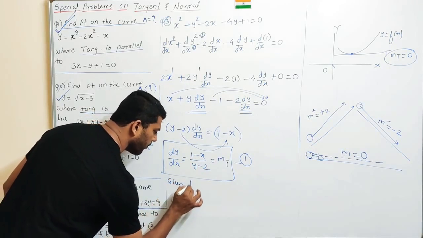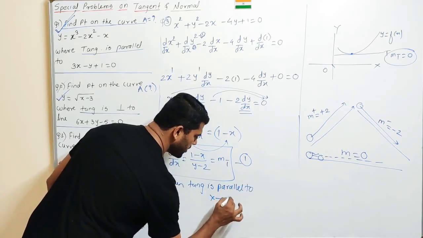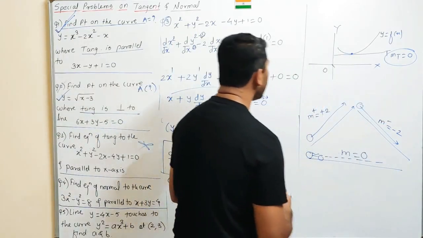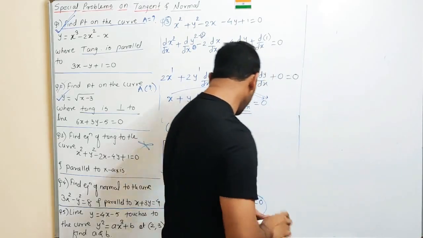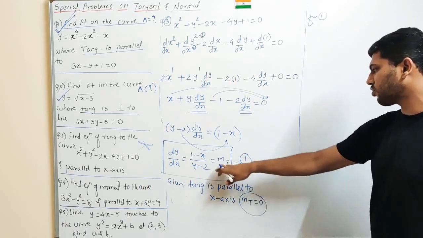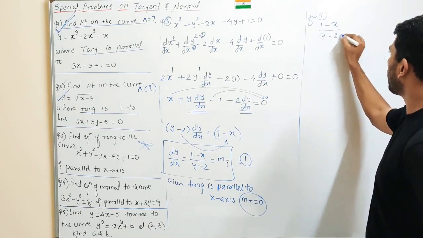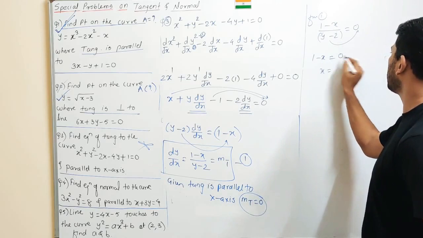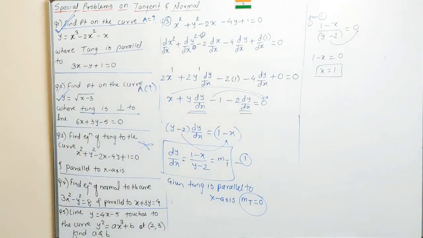So please write down: the given tangent is parallel to the x-axis. Therefore, the slope of the tangent becomes 0. So please substitute over here: the slope of tangent in this case is 0. Substitute and simplify. I hope you got this concept. So from equation 1, I am substituting the slope of tangent equal to 0. Ultimately its derivative is 0: (1 minus x) upon (y minus 2) equal to 0. If you move this y minus 2 to the other side, 1 minus x becomes 0. And if you shift this x to this side, finally we get x equal to 1. So for this curve, we got x equal to 1.